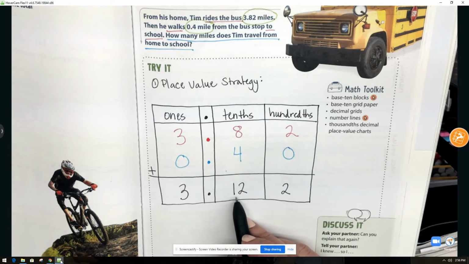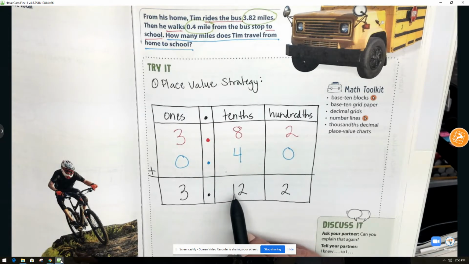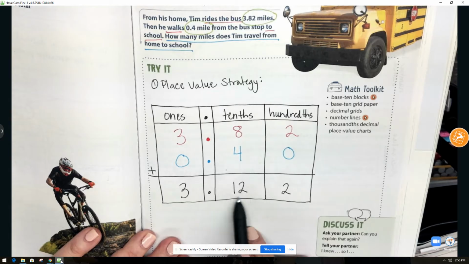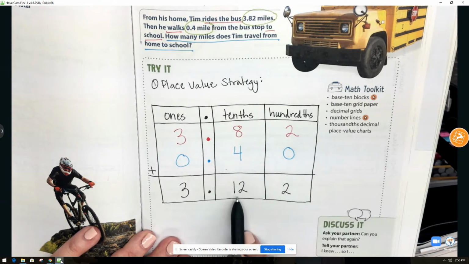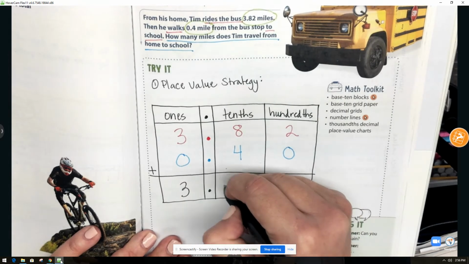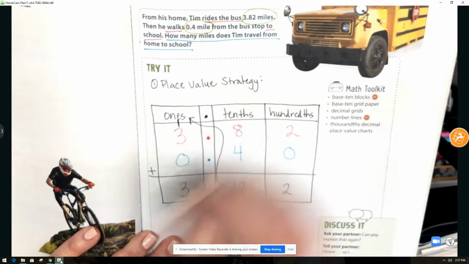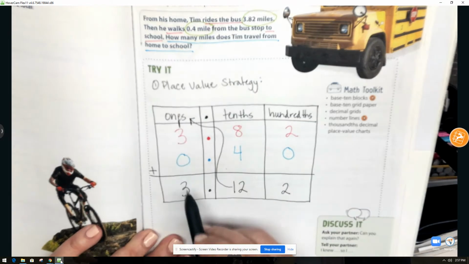This 12 means that we have 12 tenths. How many tenths does it take to make one whole? That's right, it takes 10 tenths to make a whole. So we're going to take 10 of these tenths away and carry them. So this 1 is going to go up over here, and we're going to add 1/10 to make this.